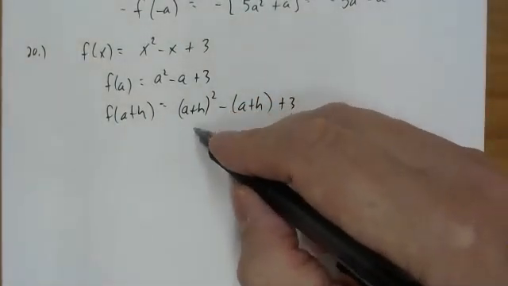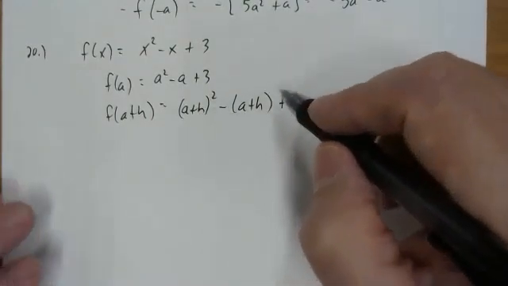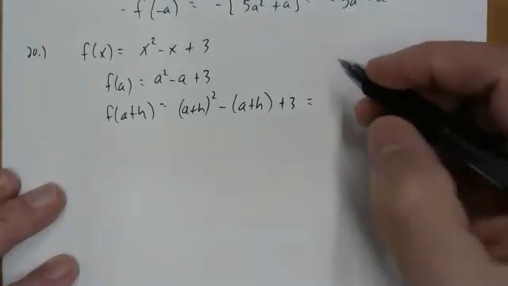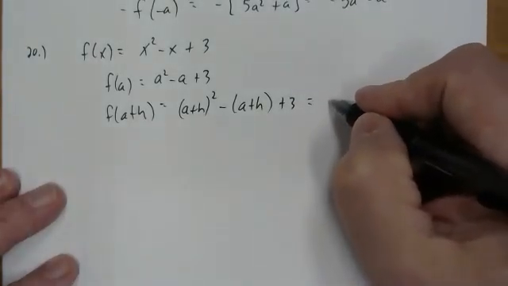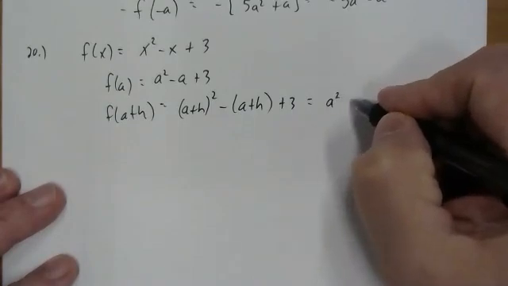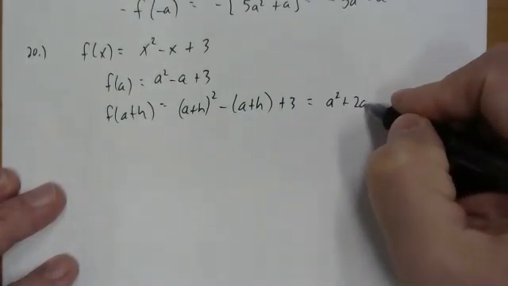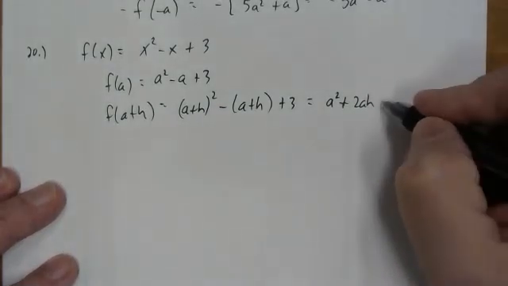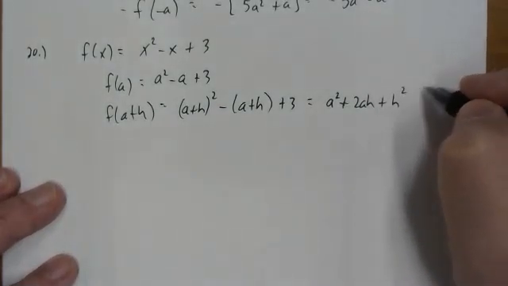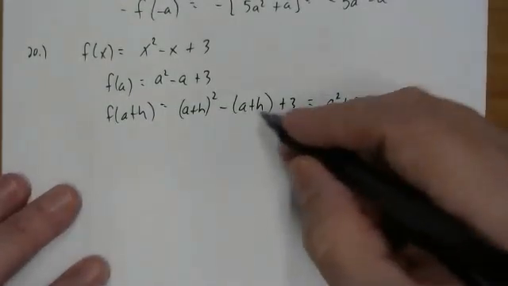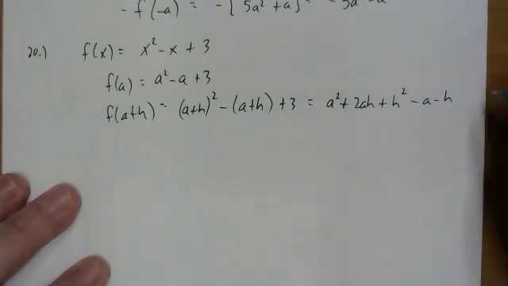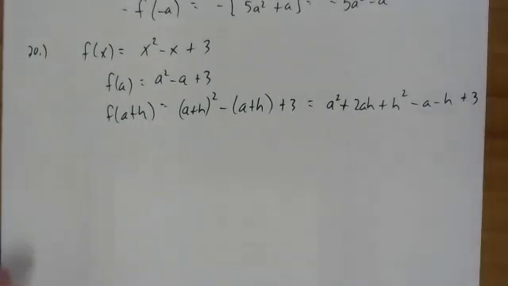Now this, we need to go ahead and multiply this out and simplify things. A plus h times a plus h. It's like you have to FOIL those. And if you do that, you end up with a squared plus 2ah plus h squared minus a minus h plus 3.